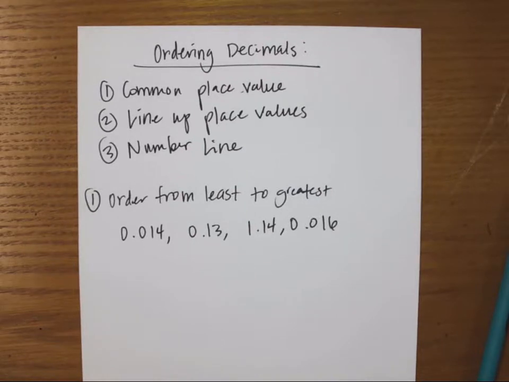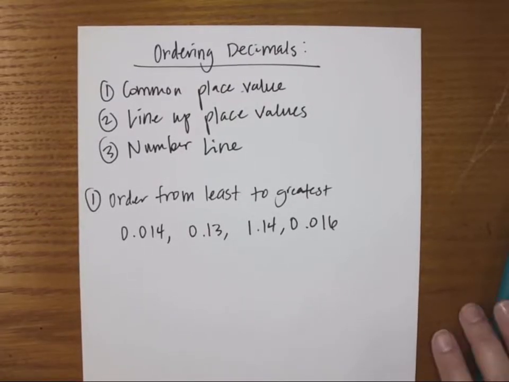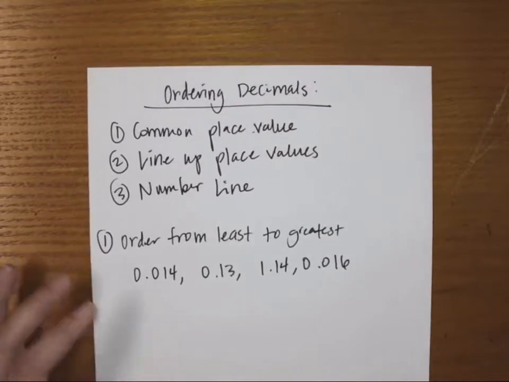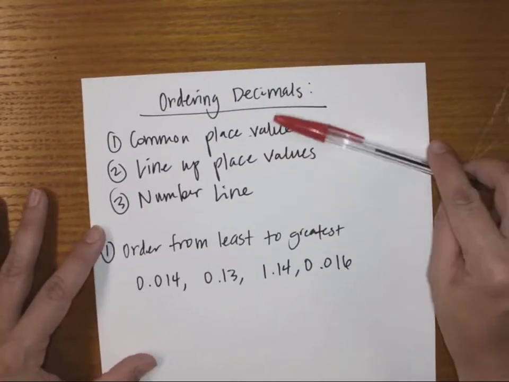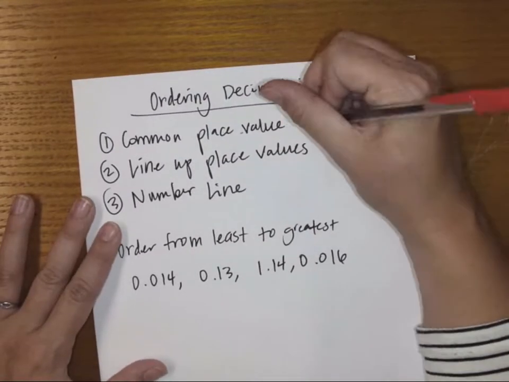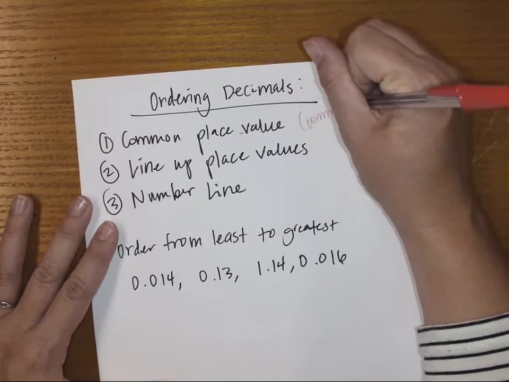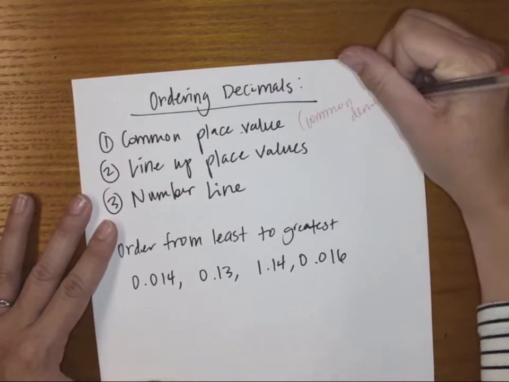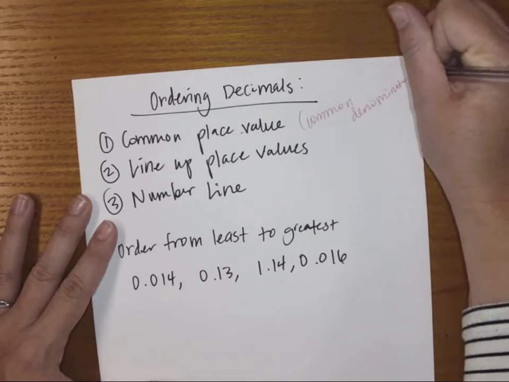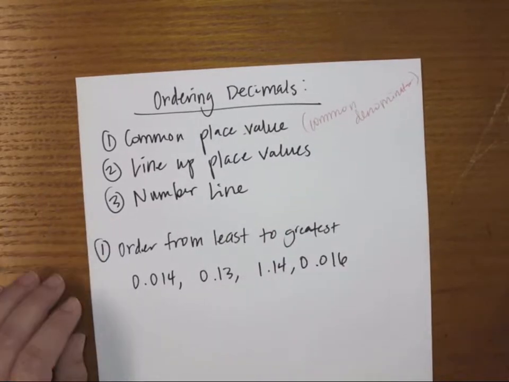In this video, we're going to talk about ordering decimals, and we're also going to talk about rounding decimals. We have three different ways that we are going to spend talking about ordering decimals. Our three different ways are using a common place value, which is basically a common denominator, and then lining up the place values, and then using the number line.